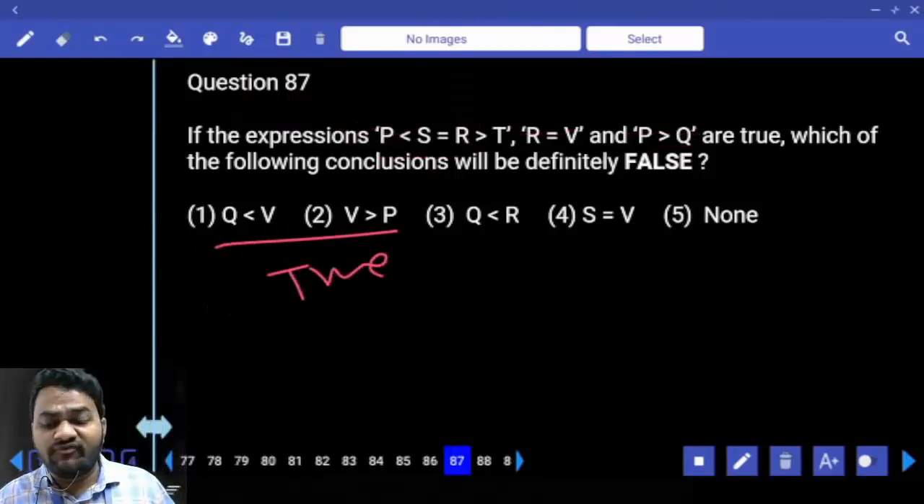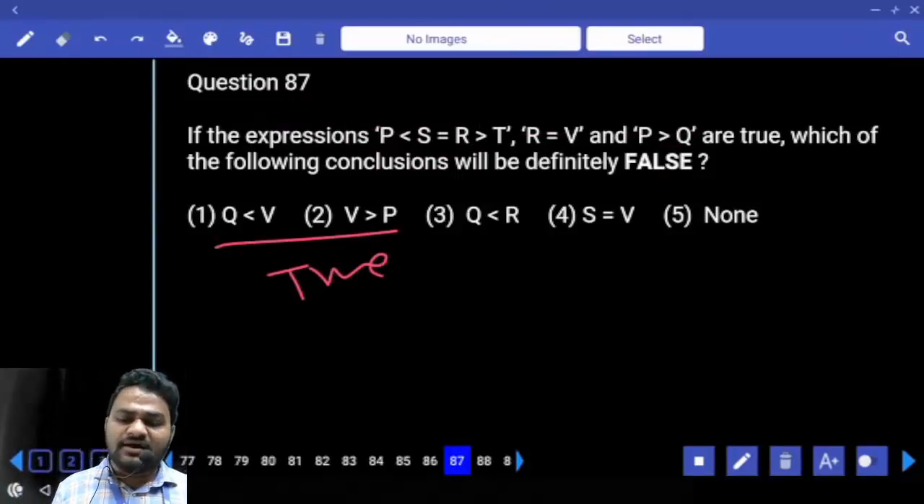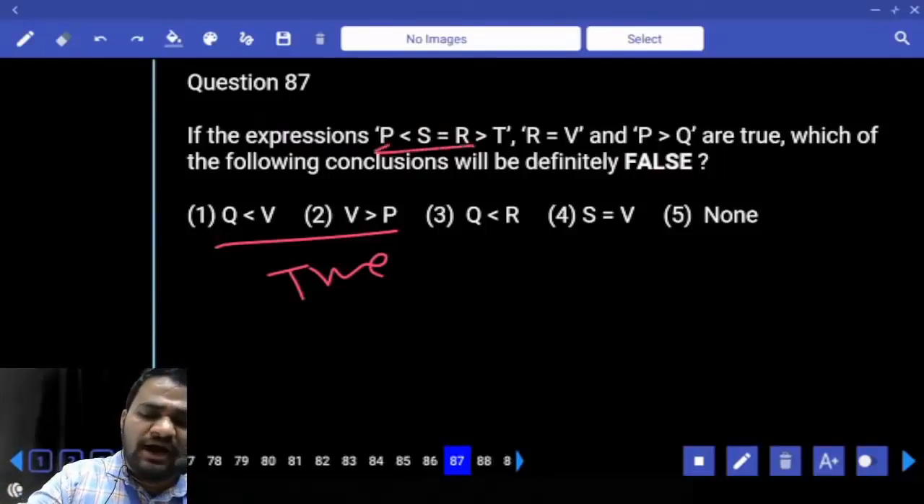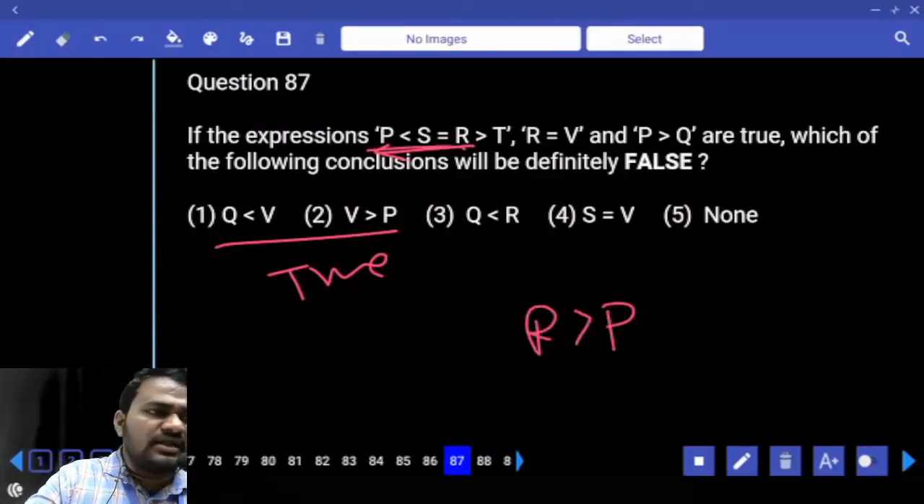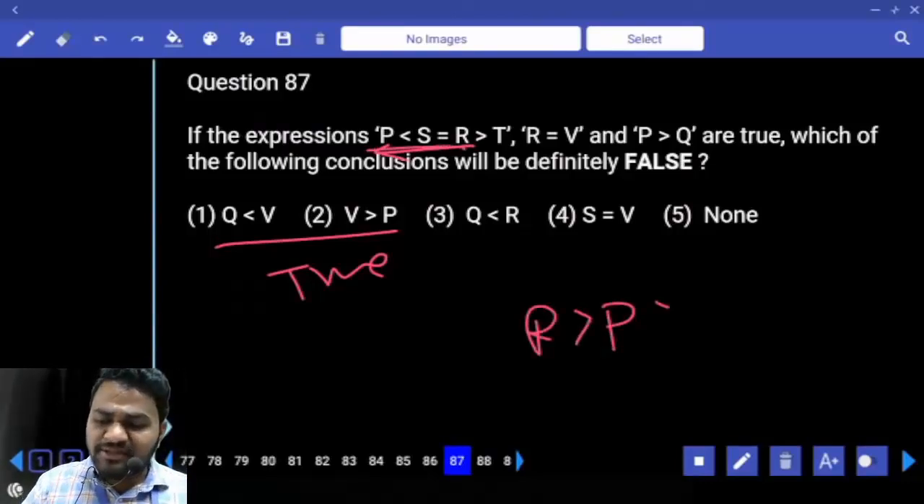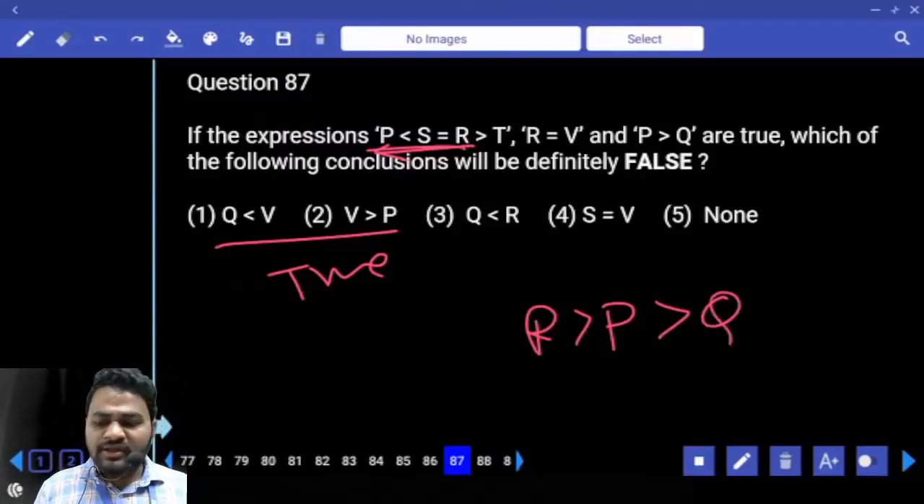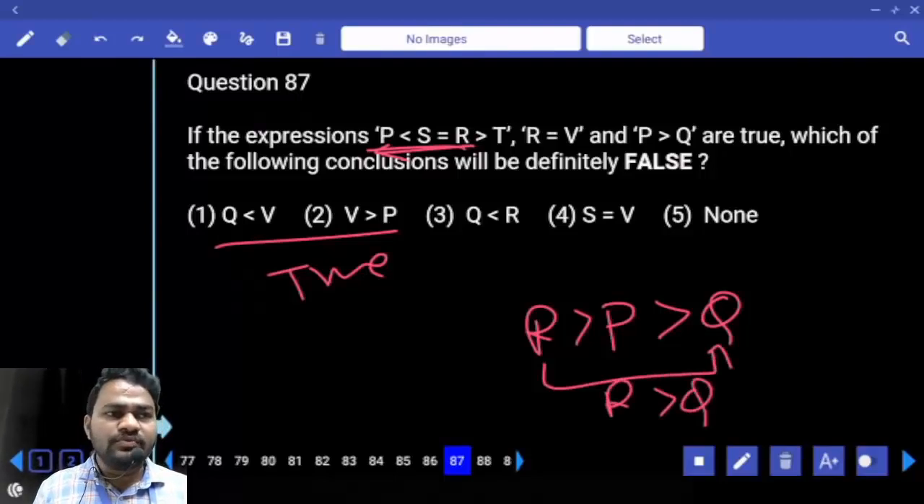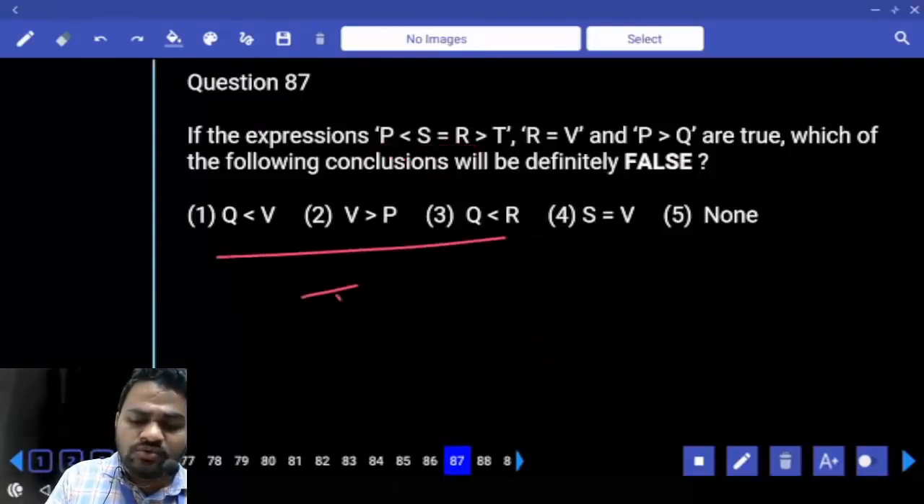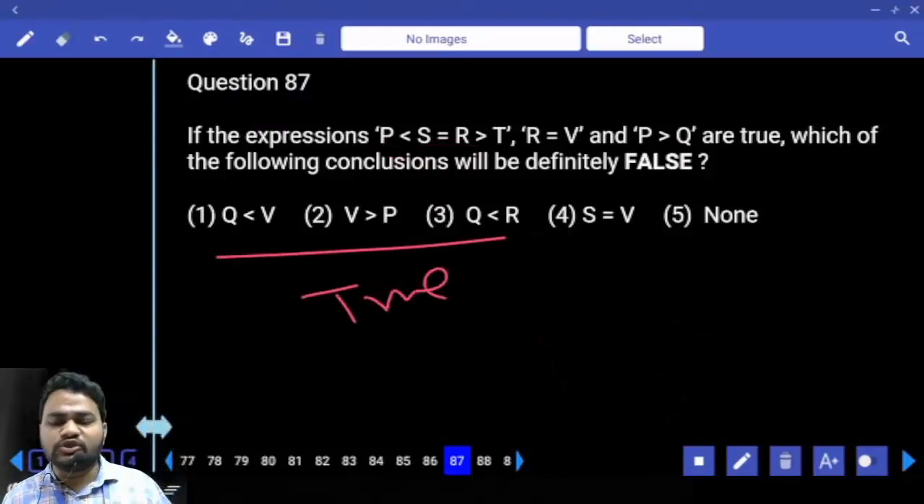But we need to derive the false one. Q less than R. So when it is Q less than R, from R, that will be R greater than P. From P, that will be P greater than Q. Then from R to Q, that will be R greater than Q. Here also they gave you R greater than Q. This is also true. But we need to derive the false one.